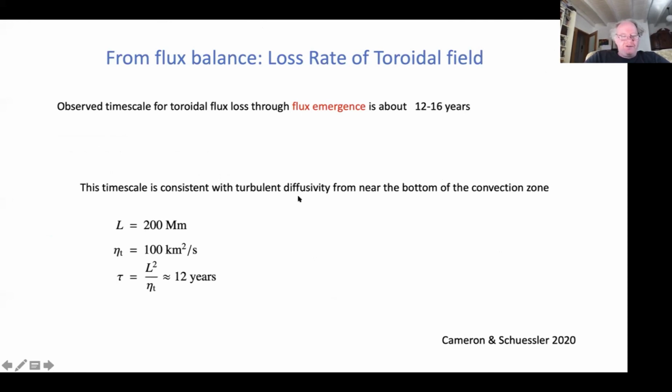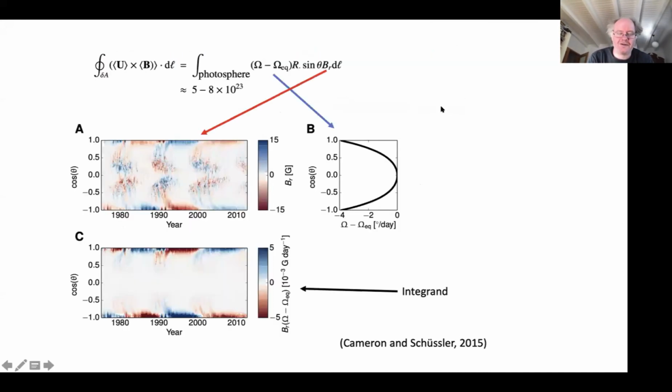To compare this with what you might think is coming from diffusion alone, well, the convection zone has a depth of about 200 megameters. Turbulent diffusivity is about 100 kilometers squared per second. And this gives you about 12 years if it were purely diffusion from the bottom of the convection zone. So at least part of this rate may be related to turbulent diffusion.